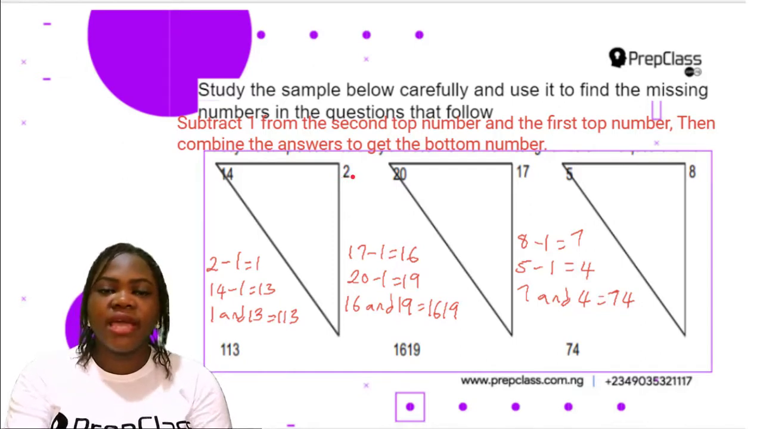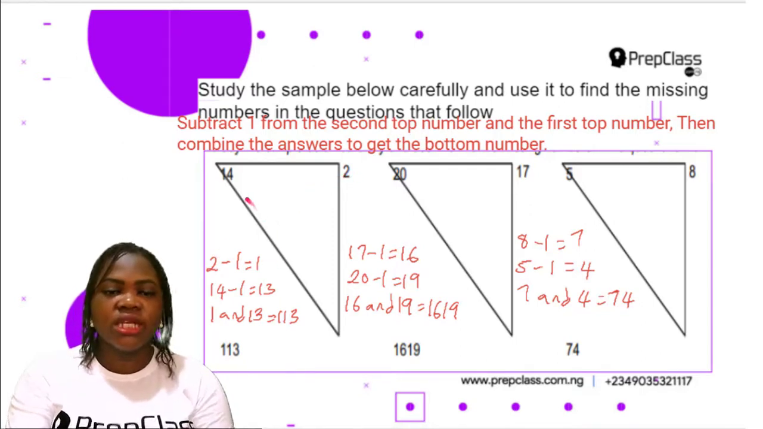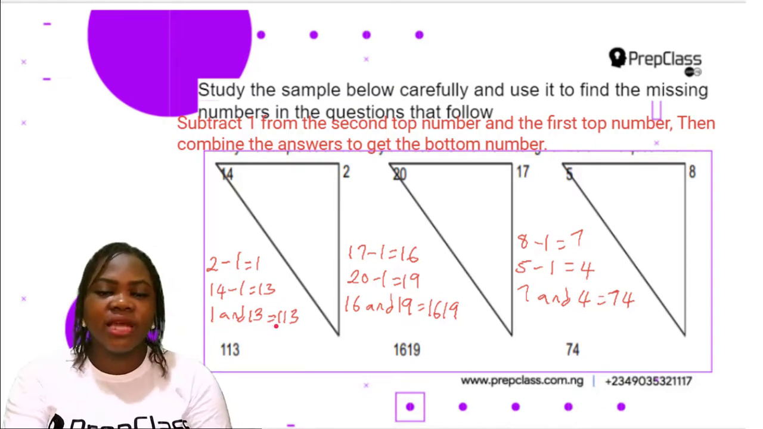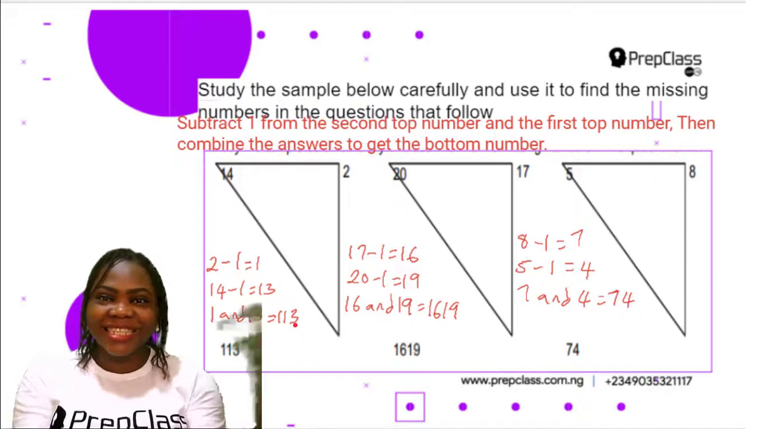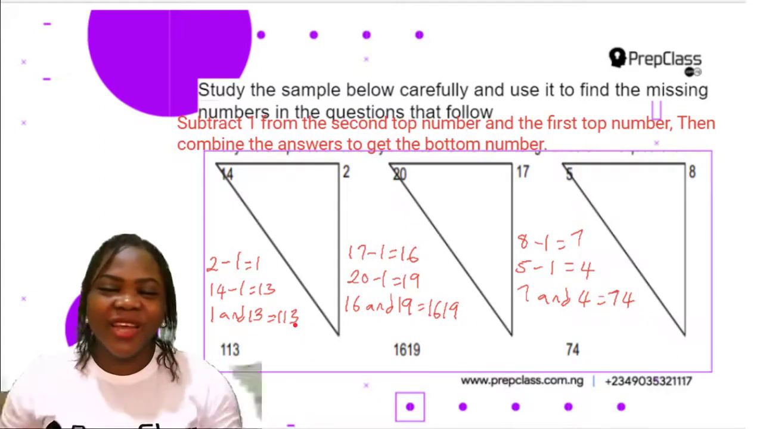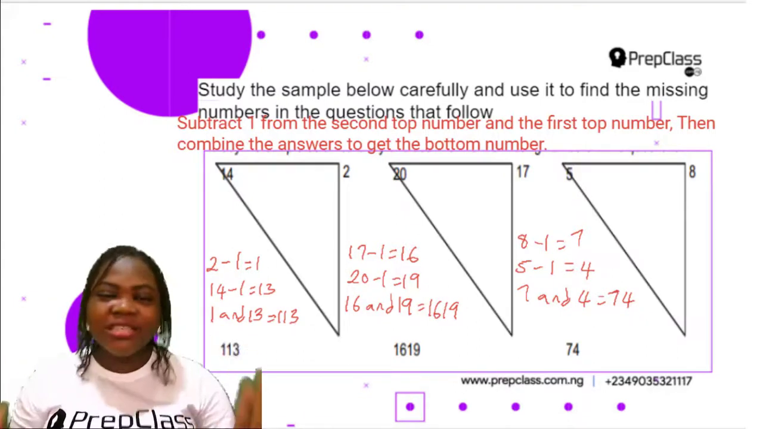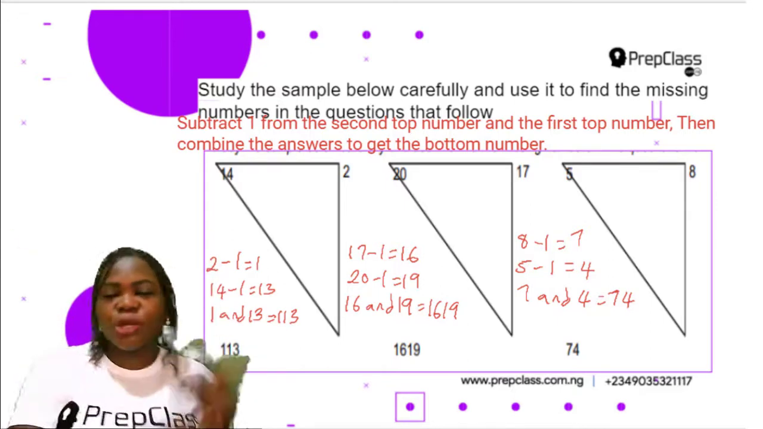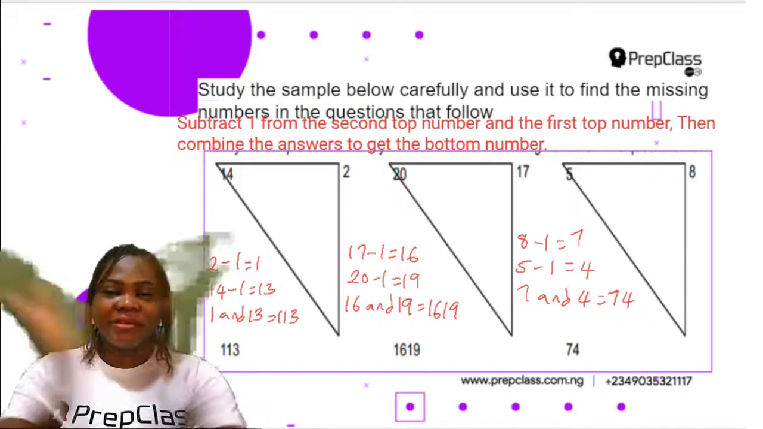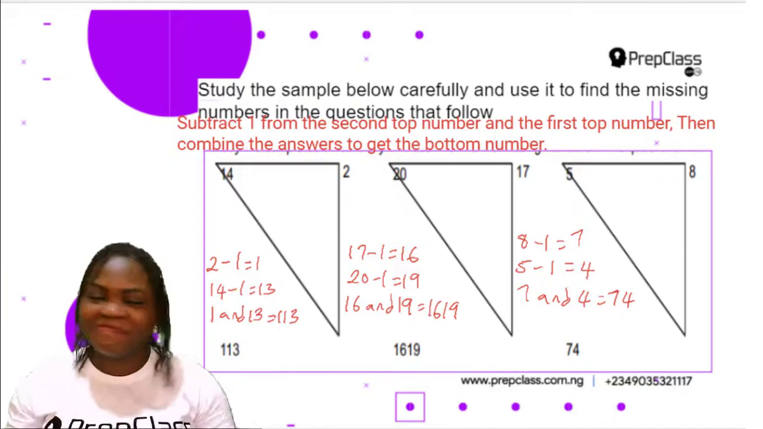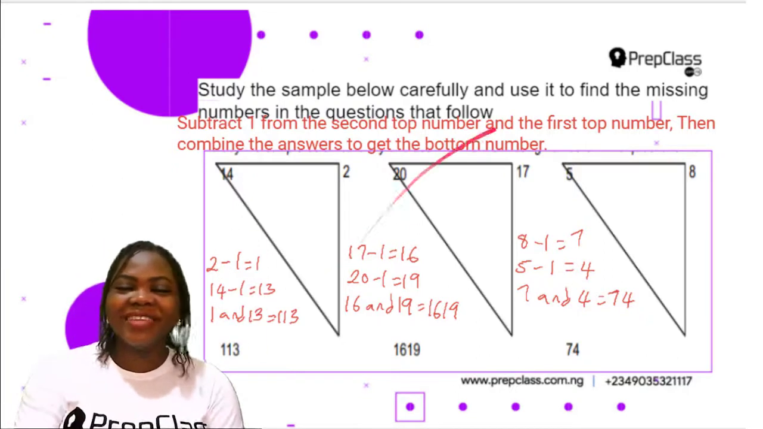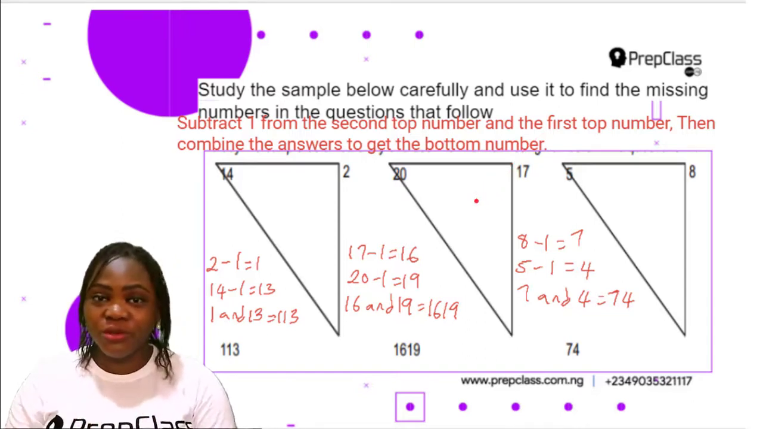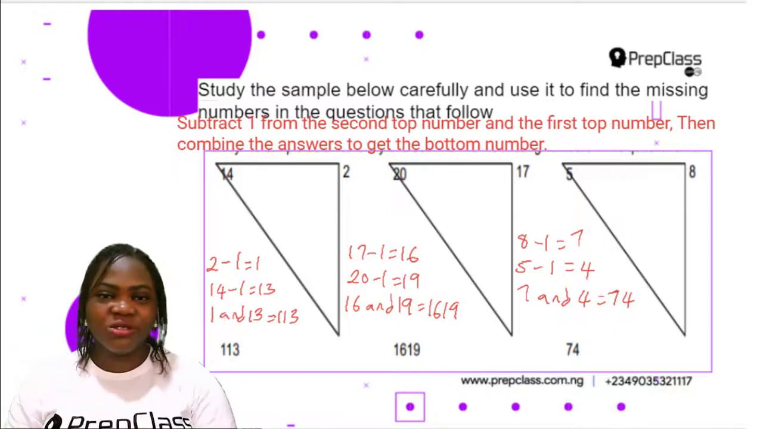So the second top number here is 2. 2 minus 1 is 1. Then 14 minus 1 is 13. So when you combine 1 and 13 together, you get 113. Can you see that this is very easy? So what you have to do is to start with the second top number, subtract 1 from it, and then combine the answers to get the bottom number. That's all. Okay, so let's see if it works with the second and third sample as well, for us to be able to conclude that this is how to do it.